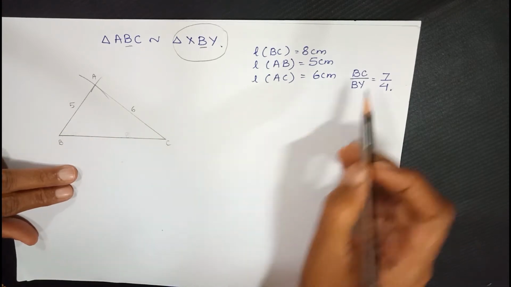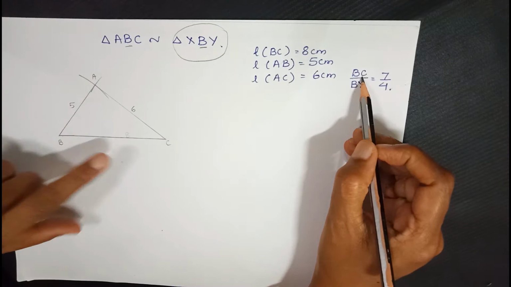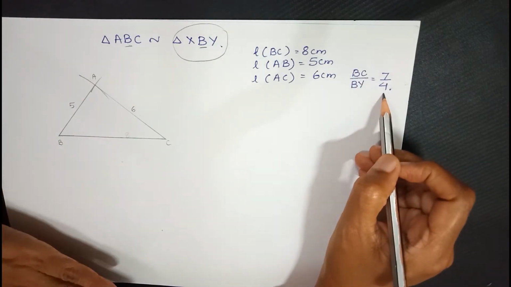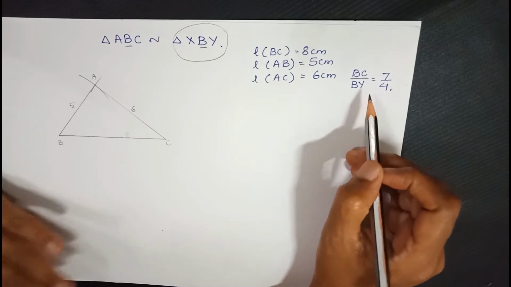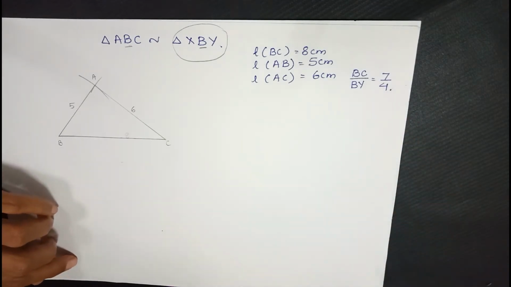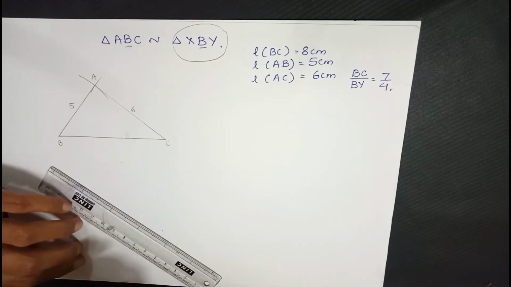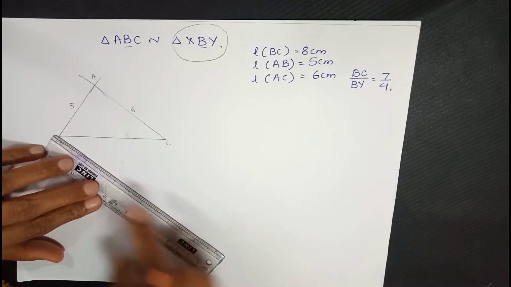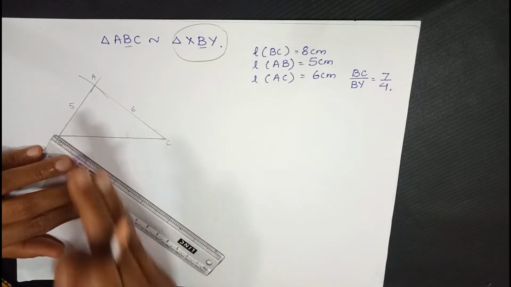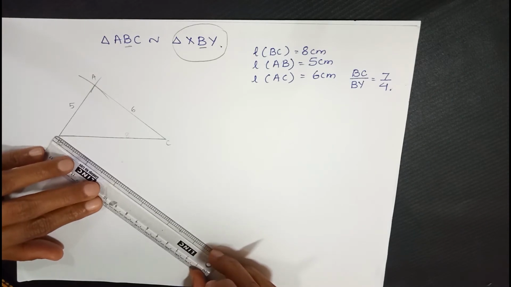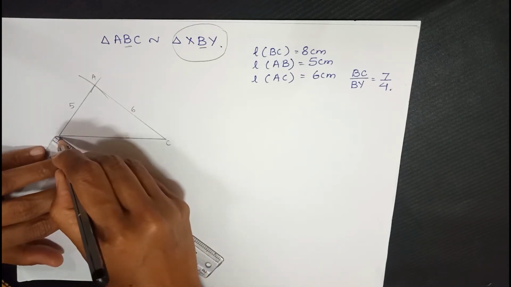So now in this case you can see BC, which is the base of the first triangle, is 7 and BY, the base of the second triangle, is 4. So we know the second triangle that we want to construct is smaller. So let's first do the construction. In this method, we will be using the method which you have learnt in lower classes about dividing a segment into equal parts, and that same method we will be using here.